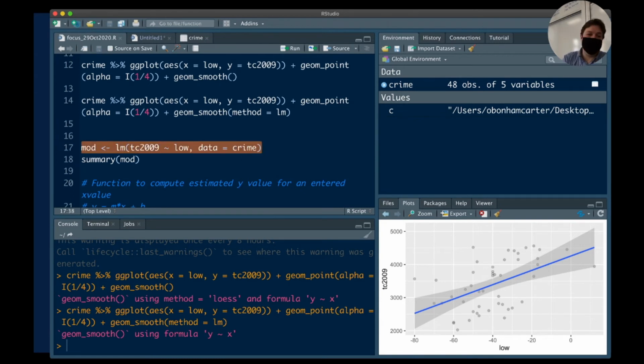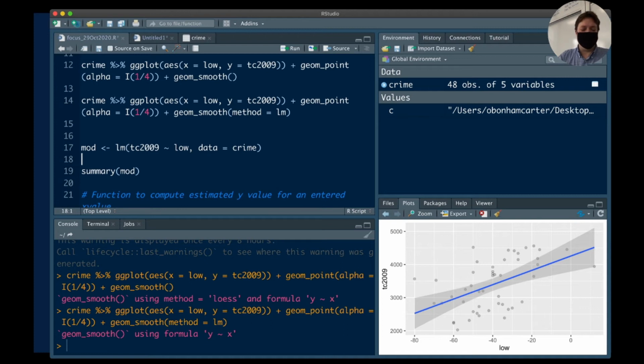So now we're actually going to create our model. We'll do that with this code right here. In fact, all the math that we've just been talking about is just this one line of code right here. A linear model for which we're regressing TC 2009 over the low. So we're going to say that the low is your independent variable, and this is going to be your dependent variable.